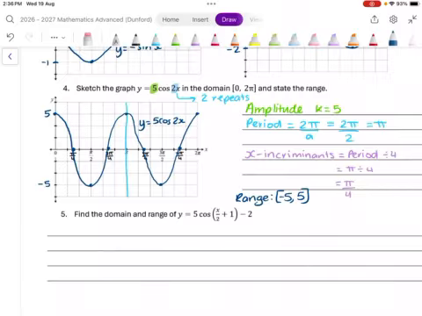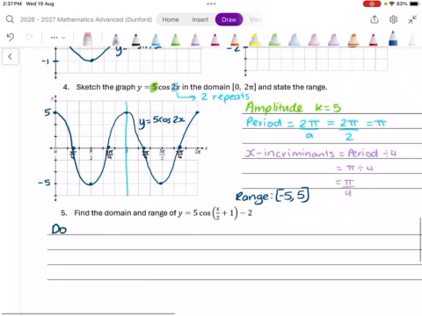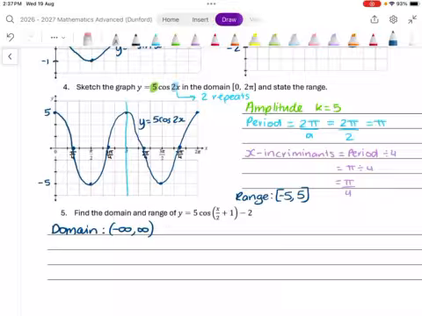Okay, moving on to 5. Now, we have the domain and range of y equals cos x on 2 plus 1 minus 2. So our domain of any trig function, unless we're told what the domain is restricted to, is always going to be -infinity to infinity, okay? Our function is periodic. It goes on forever and ever and ever.